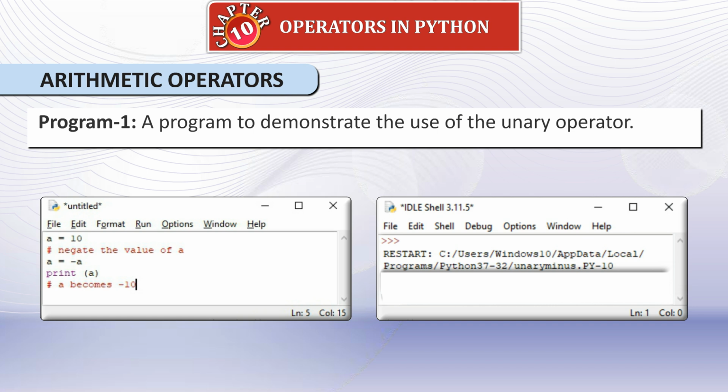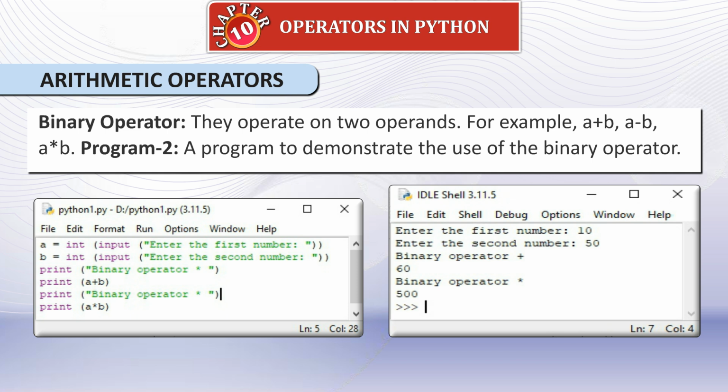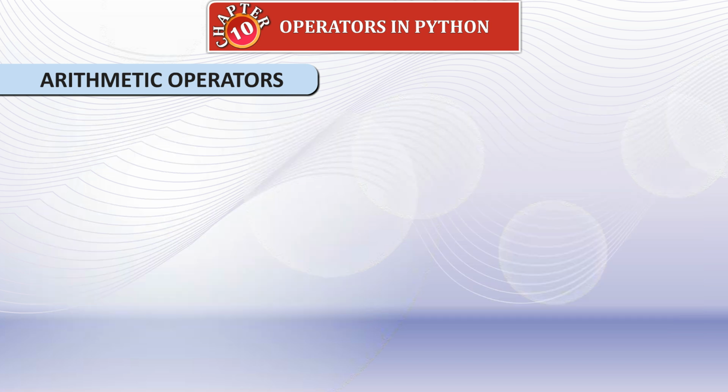Program 1: a program to demonstrate the use of the unary operator. Binary operator: they operate on two operands. For example, a + b, a - b, a * b. A program to demonstrate the use of the binary operator.